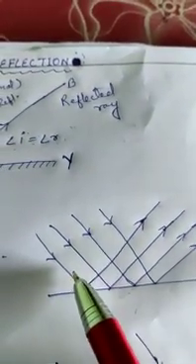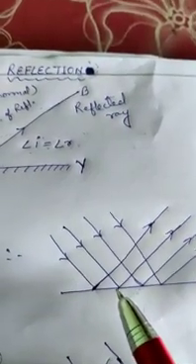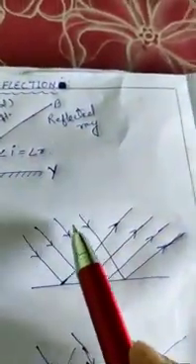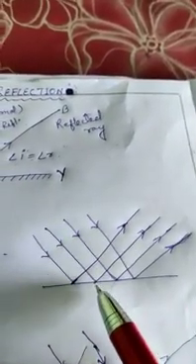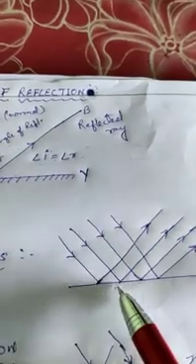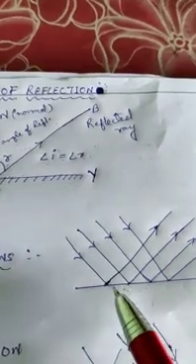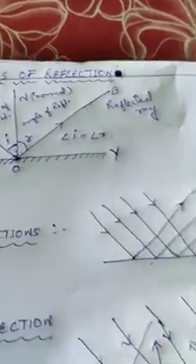When a parallel beam of light falls on a highly polished and smooth surface such that all the rays of the beam are reflected parallel to each other, you can see these are all parallel, then such reflection is known as regular reflection, or specular reflection. Reflection in a plane mirror, still water, and highly polished floor are examples of regular reflection. Clear?